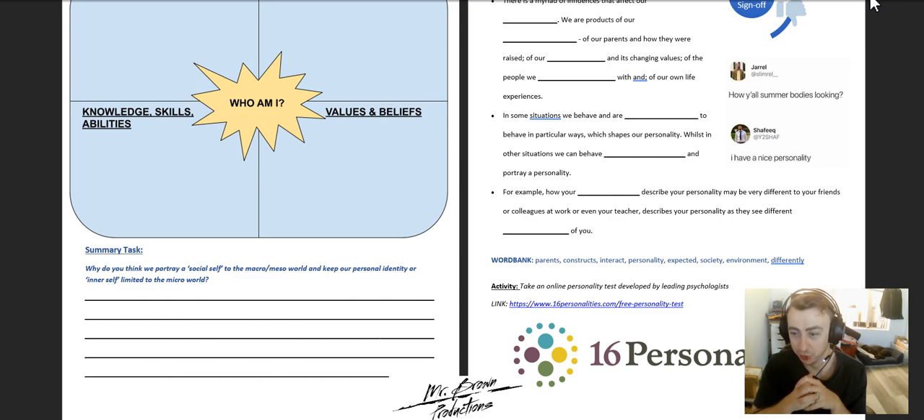You might get aggressive when someone wants to take your phone off you, or you might not get aggressive and be fine with it. All of those are personality traits that can be shaped by social expectations and norms. Whilst in other situations, we can behave differently and portray a different personality. So very much our identity and the social cultural self can change and adapt.